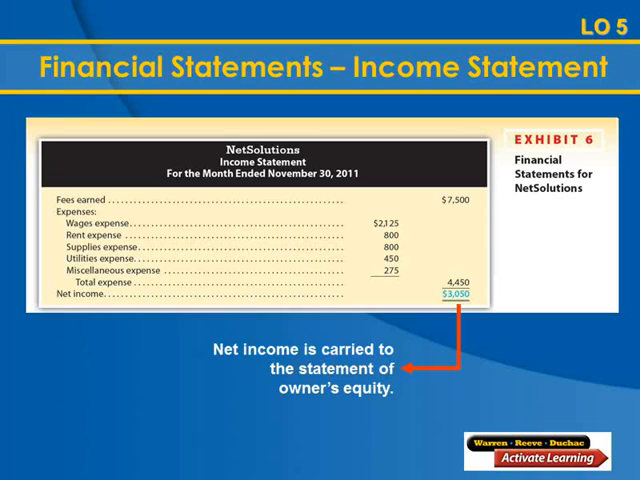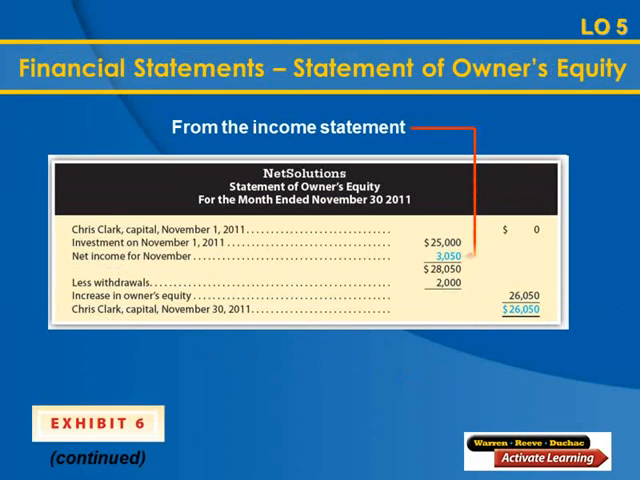Notice that the first amounts listed in each column have a dollar sign, but the amounts that follow do not have a dollar sign. The total expenses, $4,450, is subtracted from the fees earned of $7,500, and the difference is labeled Net Income. When the revenues earned by a business are greater than the total expenses, the business reports a net income. If the total expenses are greater than the total revenues, the company reports a net loss.